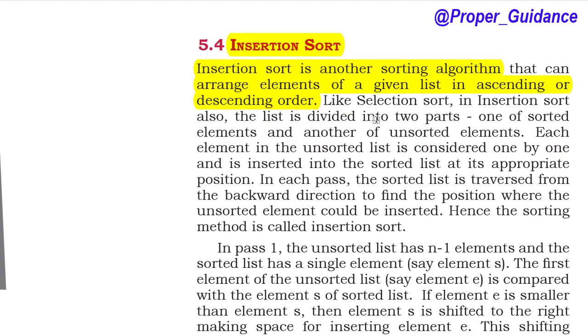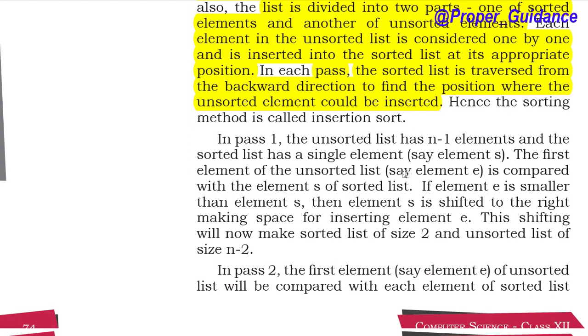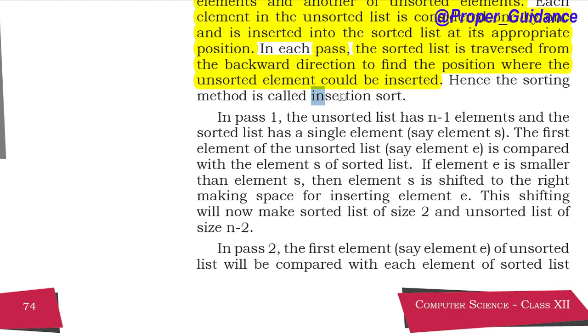or descending order. Like selection sort, in insertion sort, the list is divided into two parts, one of sorted elements and another of unsorted elements. Each element in the unsorted list is considered one by one and is inserted into the sorted list at its appropriate position. In each pass, the sorted list is traversed from the backward direction to find the position where the unsorted element could be inserted. Hence, the sorting method is called insertion sort. We have to insert the particular element into its particular place.